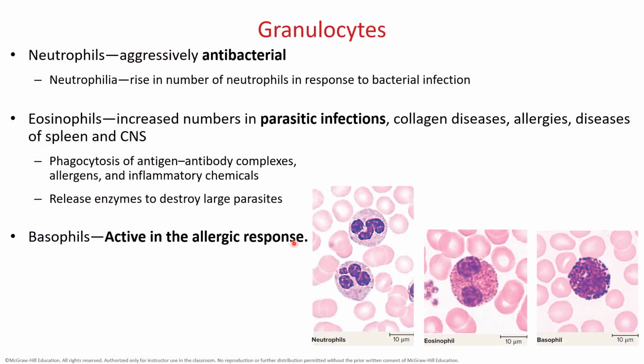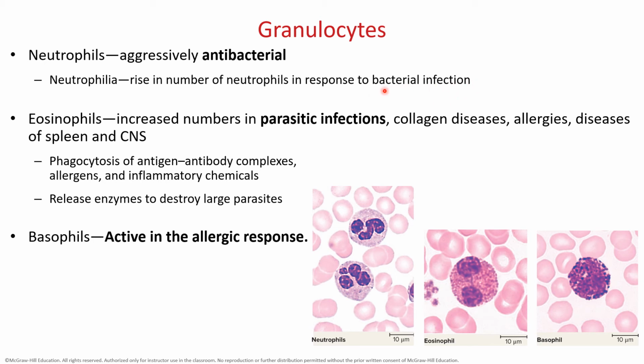Now we're going to focus on the granulocytes. So we have the neutrophils, the eosinophils, and the basophils. I really want you to know that neutrophils are aggressively antibacterial, and a rise in the number of neutrophils is called neutrophilia. And this is going to be in response to bacterial infection.